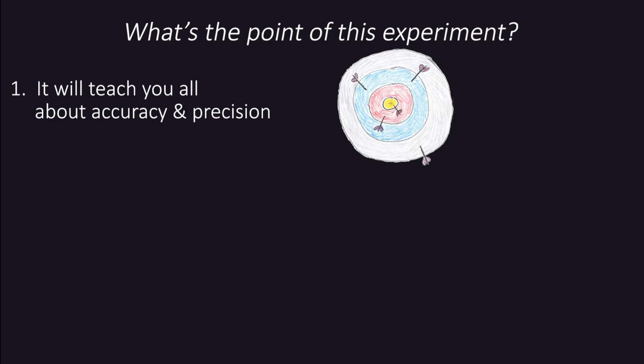Let's begin by going over what you'll get out of this experiment and why you're doing it. 1. It will help you understand what accuracy and precision are and the difference between them, which is something you'll need to know about when you go to analyze data in subsequent experiments.